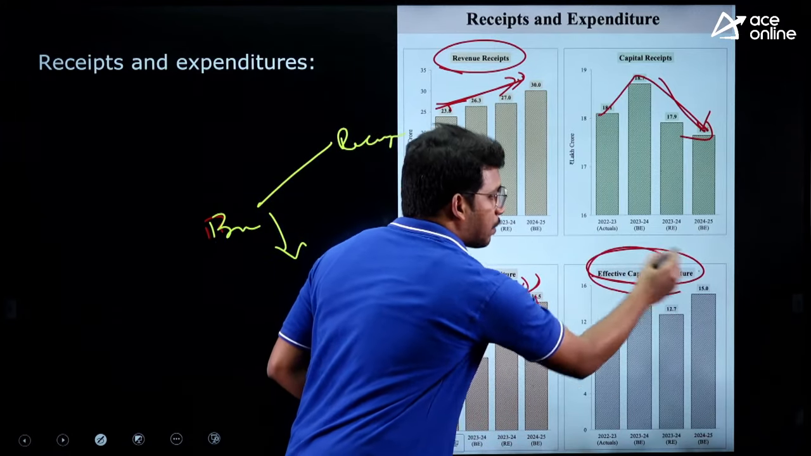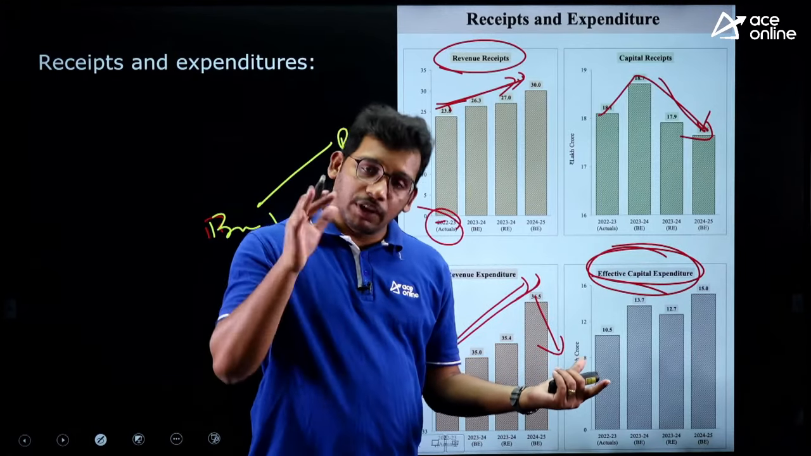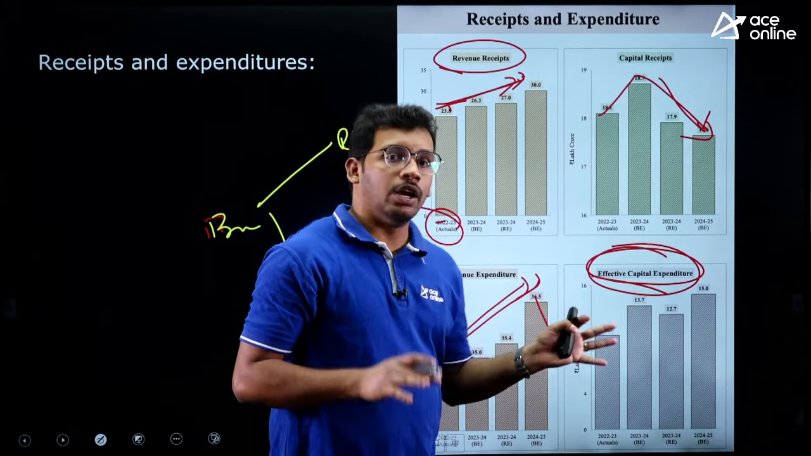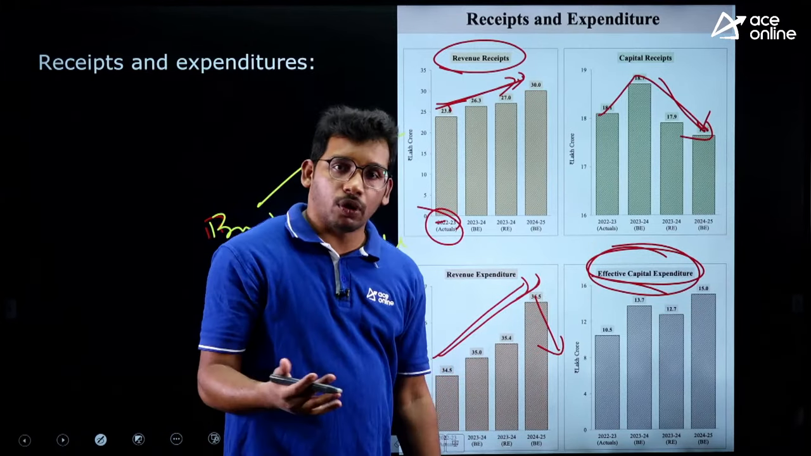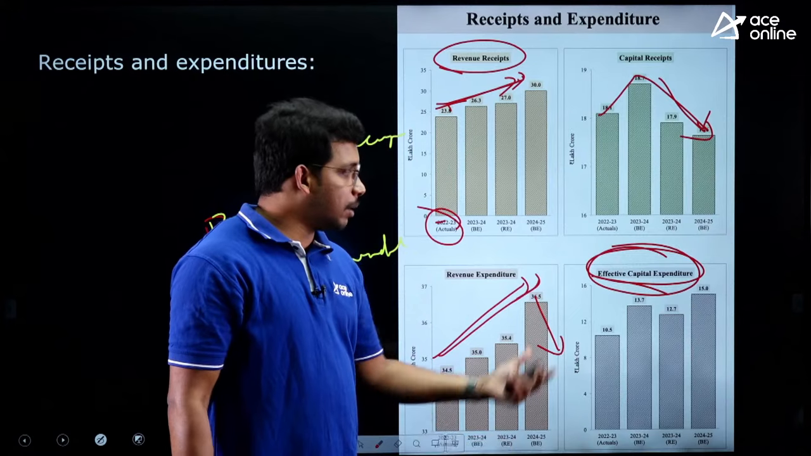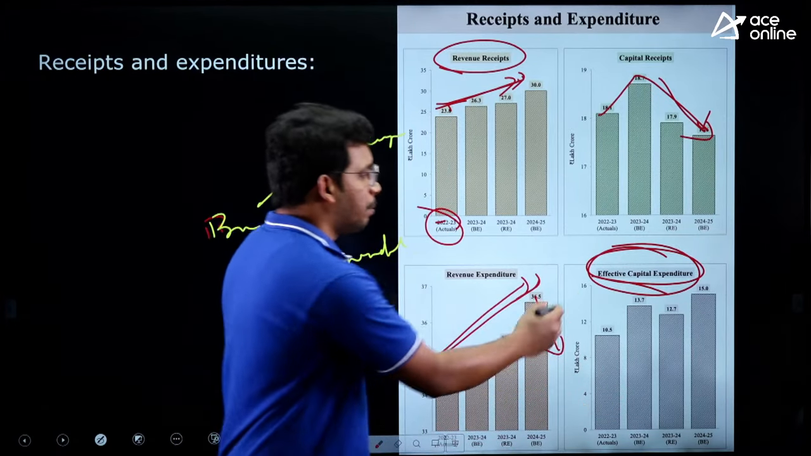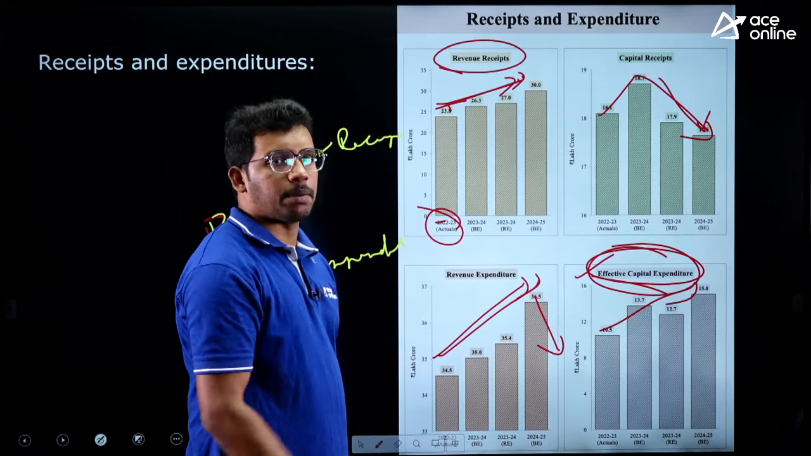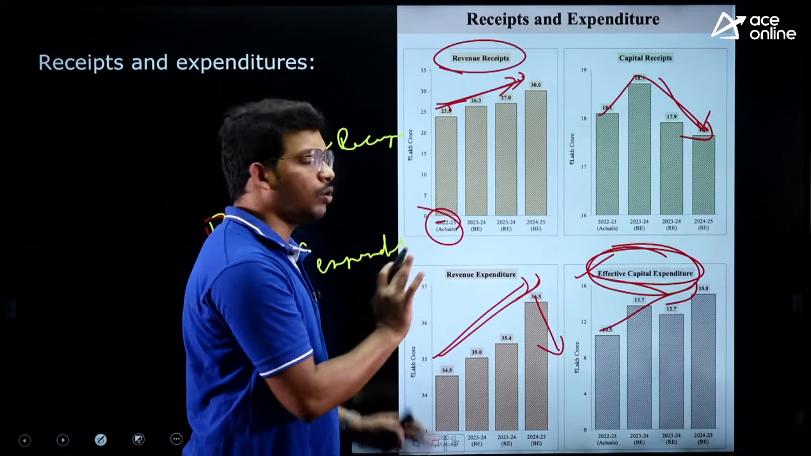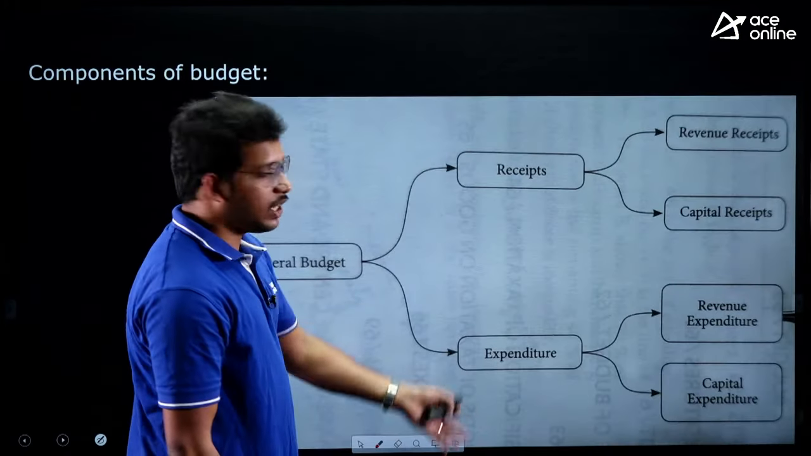So the effective capital expenditure means whatever capital expenditure the government is doing, within those, the part which is exclusively creating good wealth, like roads, buildings, and some irrigation, which are very good in nature for the welfare of the people. So it is also increasing, right? Among the capital expenditure, effective capital expenditure is also a good thing, so the government is trying to increase it. We have seen this, right?